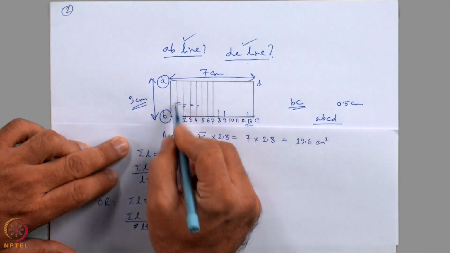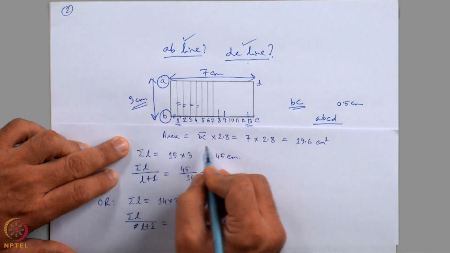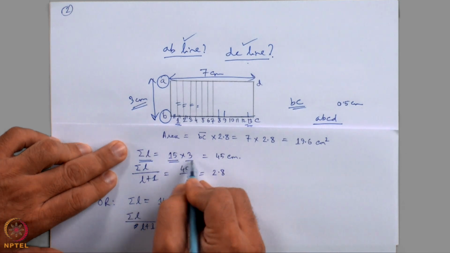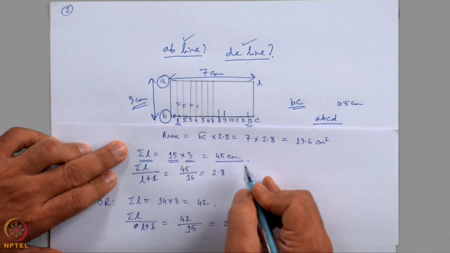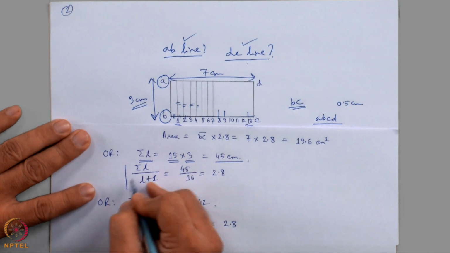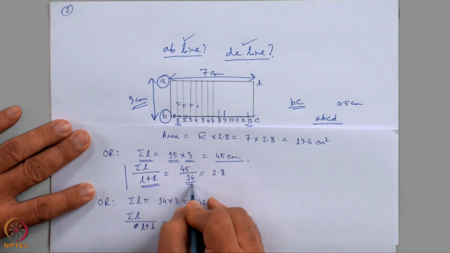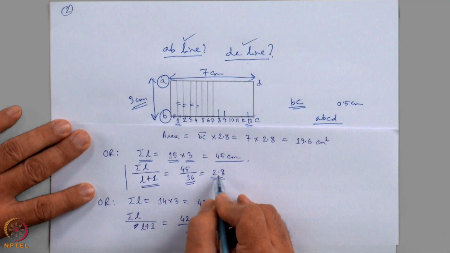So, the number of vertical lines here increases from 13 to 15. So, the total line length is 15 multiplied by 3 is equal to 45 centimeter. To find out the average height, sigma L 45 divided by L plus 1, here it is 15 plus 1 is equal to 16 is equal to again 2.8.